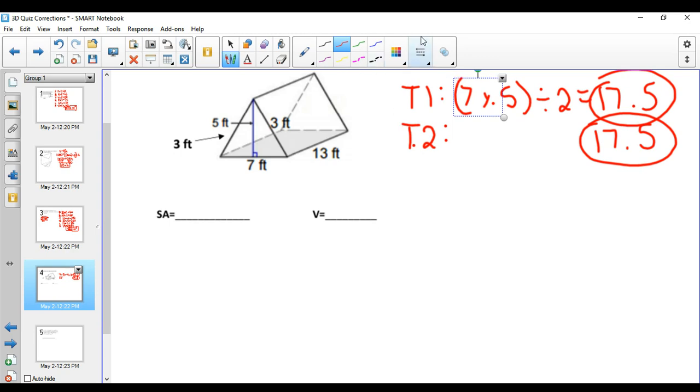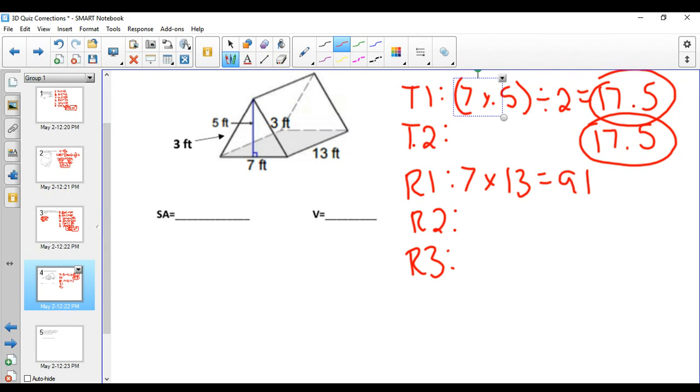Okay, now let's go to the rectangles. There are 3 rectangles, so I like to call those R1, R2, and R3. Let's start with the rectangular face that's on the bottom here. That one's going to be 7 by 13. So we're going to multiply 7 times 13, which gives us 91. Now let's go to this face over here on the right side, and this one is 3 by 13. So we're going to multiply 3 times 13, which gives us 39.